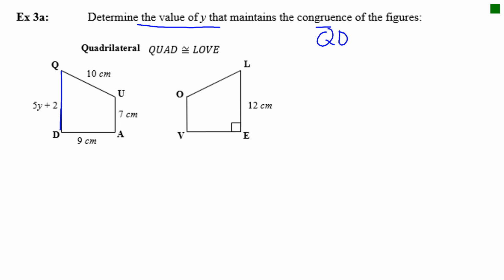Okay. Now, most of the time, if not all the time, when you want to solve for a variable, that means you're going to have to set up an equation in order to solve that variable. So we need to find 2 things that are equal to each other. Based on what we did in the previous examples, QD is the first and last letter of quad, so that tells me that it's going to be congruent to the first and last letter of love, which is going to be LE, which is this side right here. Okay. If 2 line segments are congruent, what I'm telling you is that they are the same length, so they're equal to each other.